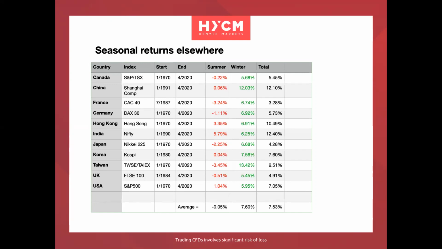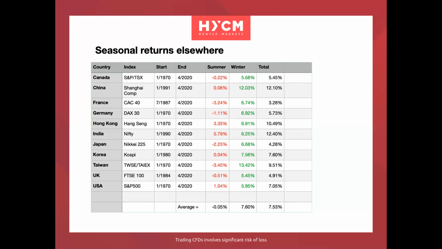One difference to note is if you look at the Indian Nifty, you can see that it has a more equal return, 5.79% over the summer and 6.25% in the winter. And it seems to be rising more evenly over the course of the year. So India's Nifty is a good exception to the general rule.